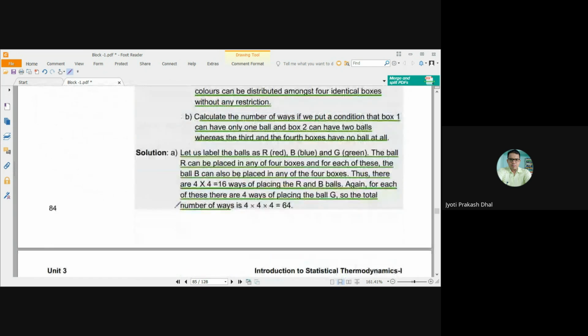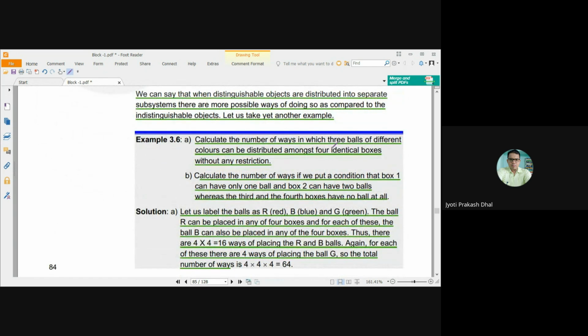Now let us consider one example. Calculate the number of ways in which three balls of different colors can be distributed among four identical boxes. You have to arrange three balls of different colors, not the same color, without any restriction. No restriction will be there. And what is the number of ways?